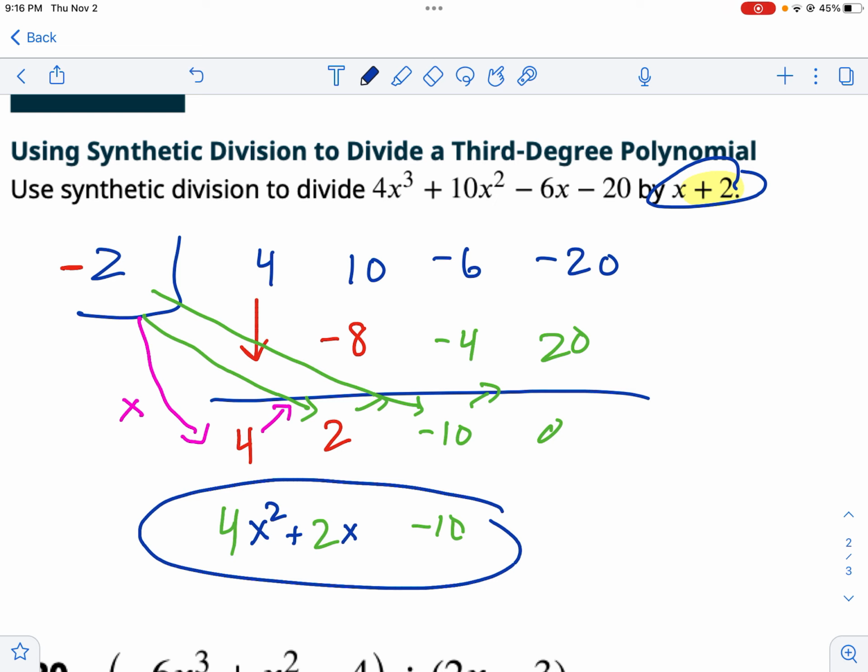As you're dividing, the power goes down by 1. We start off with power of 3. We end up with a power of 2. It just goes down by 1, and you just count. So synthetic division, of course, it is faster.